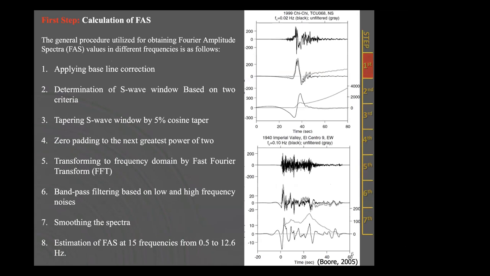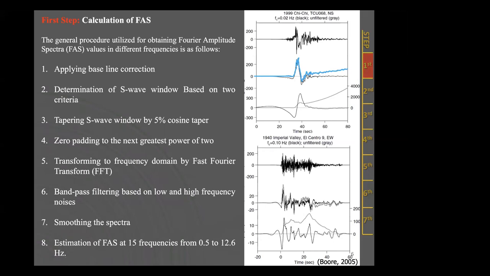So the first step is to calculate the Fourier amplitude spectra. The general procedure used for obtaining FAS values at different frequencies is these eight steps here. So first we apply a baseline correction to the strong motion record that we have. Then we determine the S wave window based on two different criteria, because we want to obtain all those parameters, geometrical spreading, anelastic attenuation, kappa and everything, just for the S wave, okay? Then we will taper the S wave window by a 5% cosine taper.